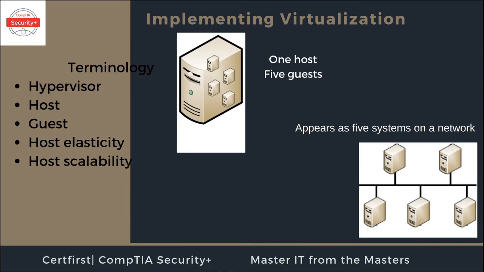Then we have host scalability. This is the ability of adding more resources to a system, like adding more CPU, more RAM, more hard drives. So in the example here, we have one host operating system and we have 5 guest operating systems. Each of the virtual systems appears as a unique host on the network. And we'll see how they do that a little bit later.